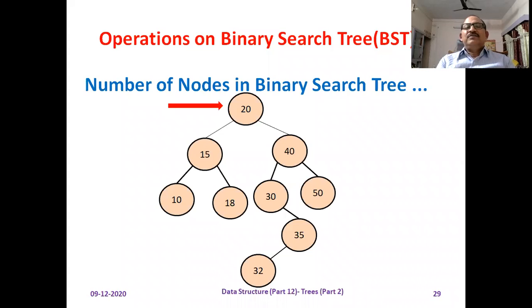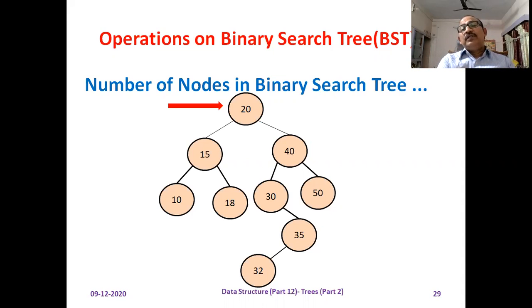Now let us take one example. Suppose we want to find out the number of nodes in a binary search tree. What is the formula to determine it? How will we write a formula in a recursive manner? Number of nodes in the left subtree plus number of nodes in the right subtree plus 1 gives the number of nodes in a binary search tree.